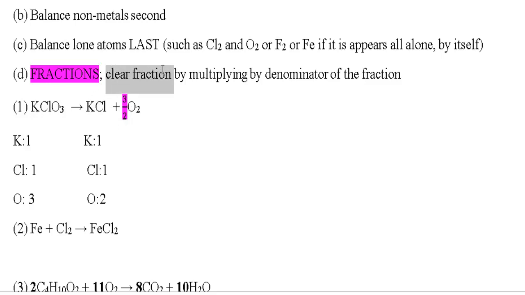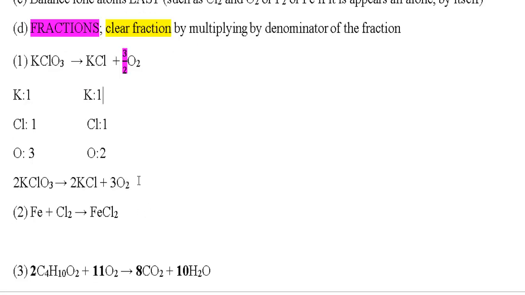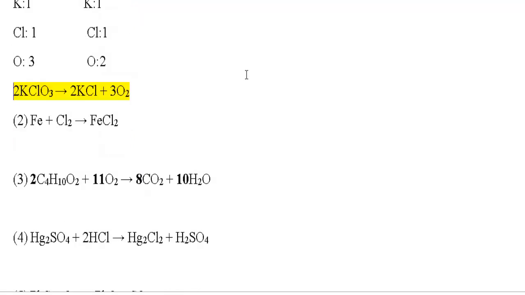Another thing I want to mention, conventional wisdom is such that we do not want fractions in our equation. So we will just multiply everything out by 2, kind of like you do in algebra. 2 KClO3 gives 2 KCl plus 3 O2. Remember, multiplying everything out by 2, the 2's cancel, we get 3 O2. And that is the balanced chemical equation. So let's go ahead and do a couple more of these. I'll let you do the rest of these as practice.